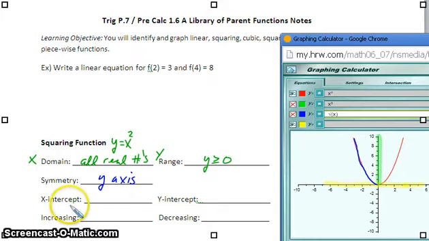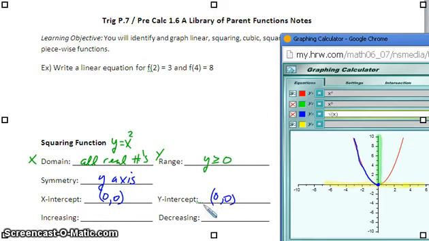Let's talk about the x-intercept. Well, the x-intercept is the place where the graph touches the x-axis. It's touching it right here at 0, 0. The y-intercept is the place where the graph is touching the y-axis, and again you'll notice that it's touching it right there at 0, 0 as well. So the most basic form of the squared graph has an x and y-intercept at 0, 0.